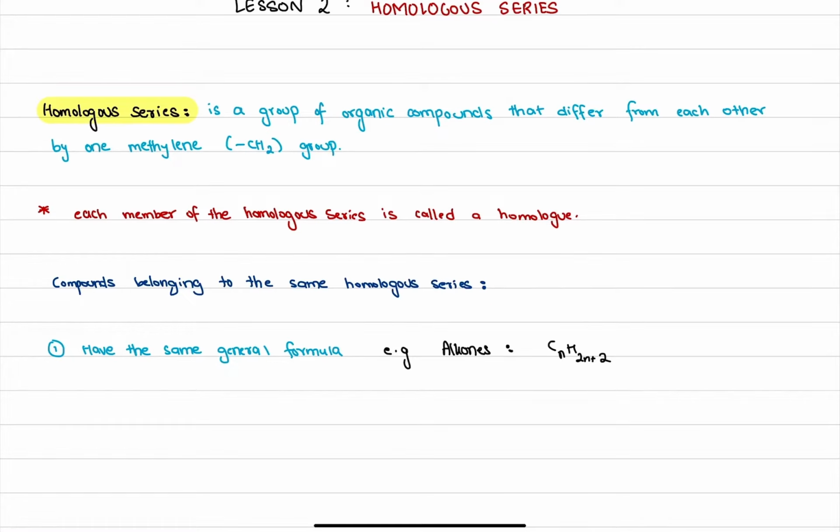So let me also give you an example of alkenes. The reason I keep referring to alkanes and alkenes is because this is something you have already done in your O levels. As you can see, alkenes have the general formula CnH2n. So every alkene will fit into this. And by the way, n here is the number of carbon atoms in that molecule.